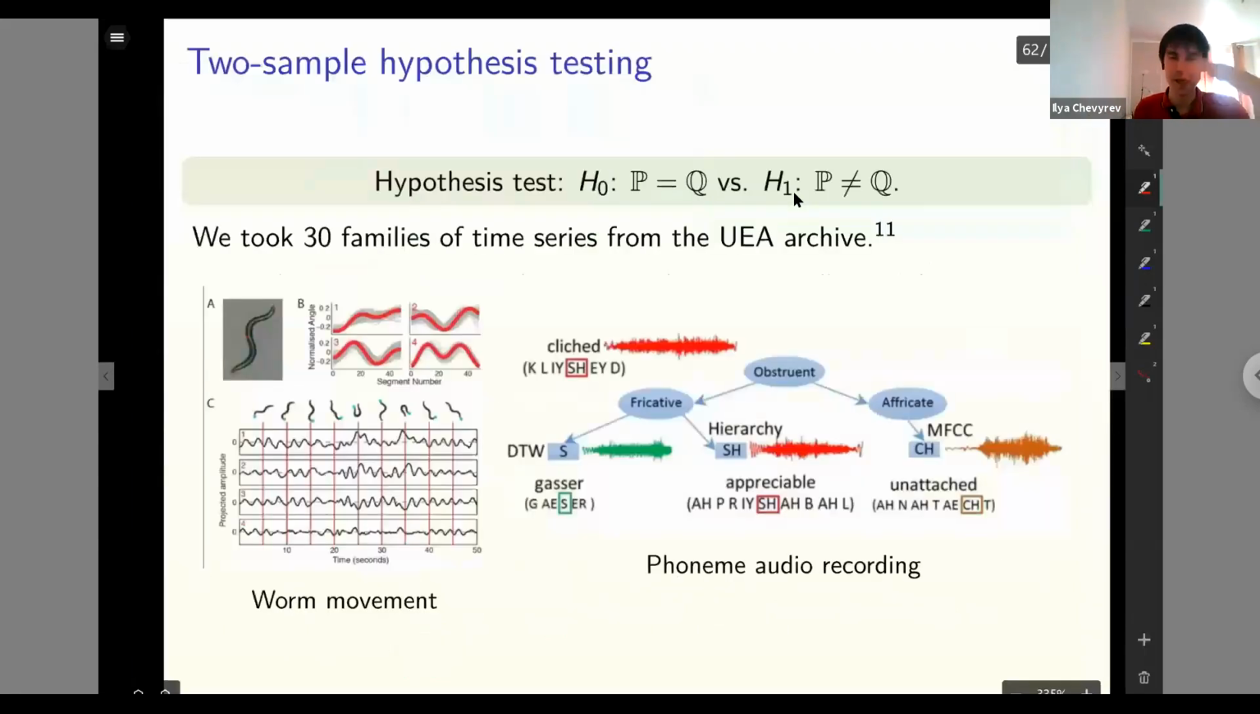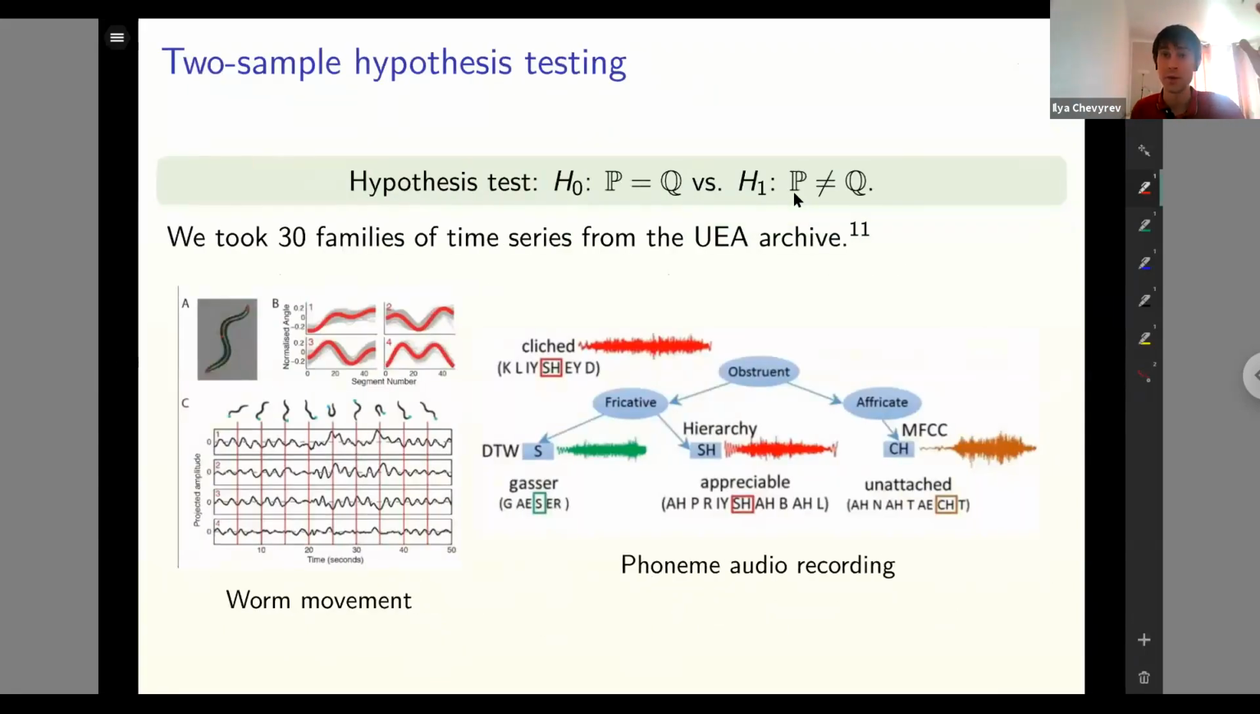Okay, so the data that we applied this to is a combination of real and synthetic data. We took 30 families of time series from quite a well-known multidimensional time series archive, the UEA, available at the link down below. This time series comes from a bunch of different fields. One of them is worm movement, where you track the movement of a worm and different parts of its body.